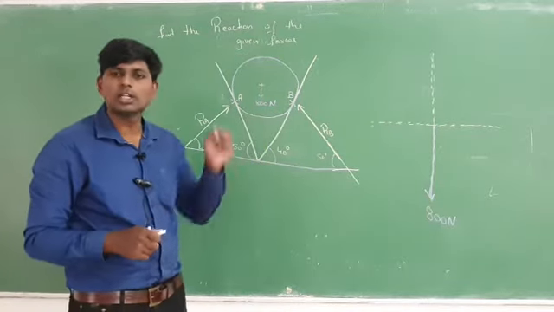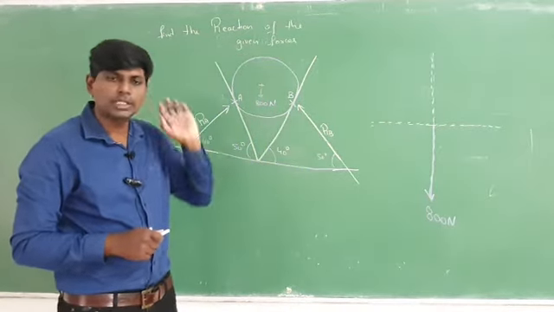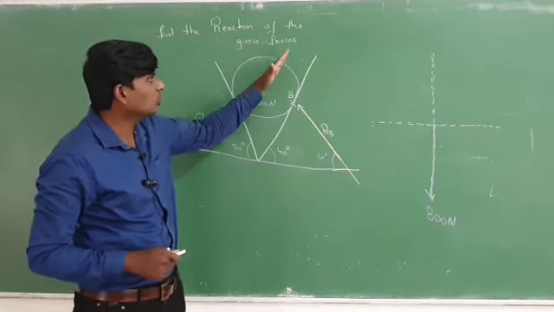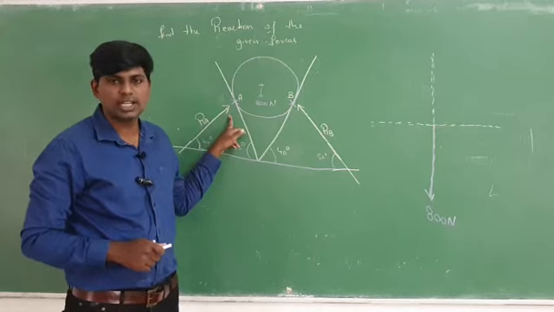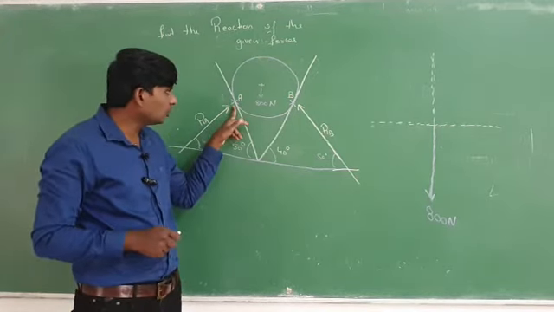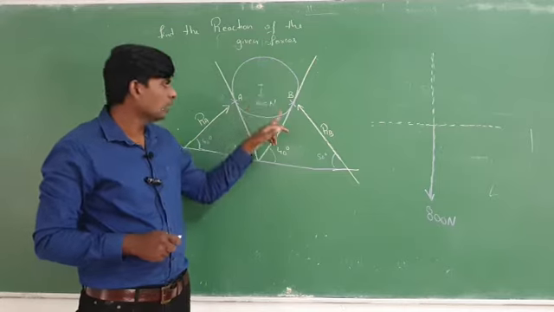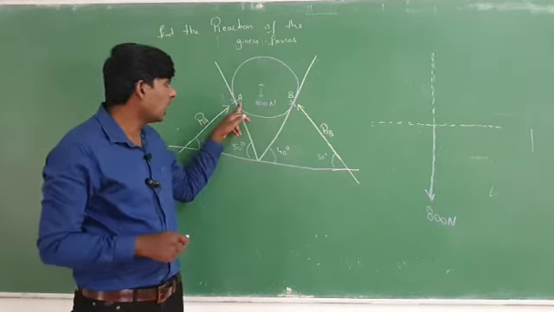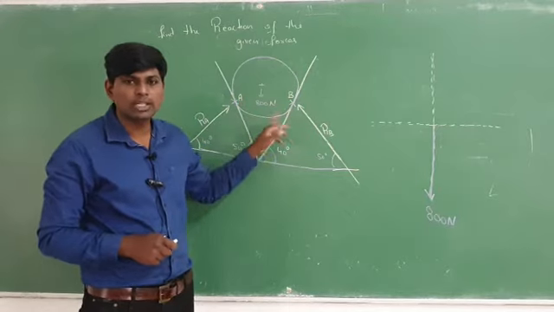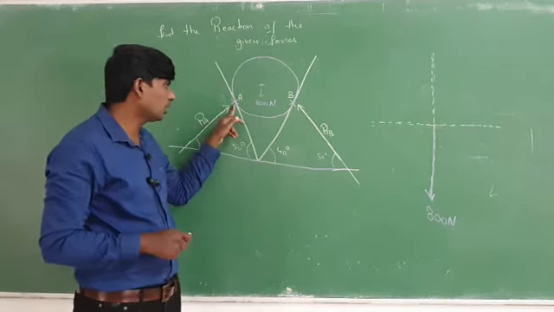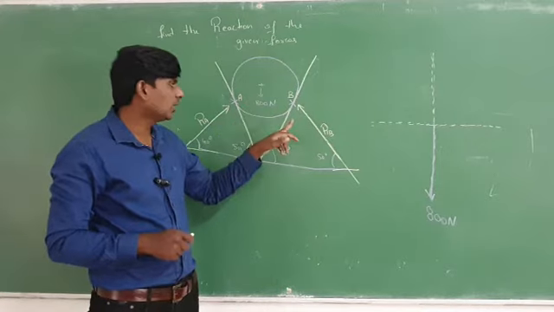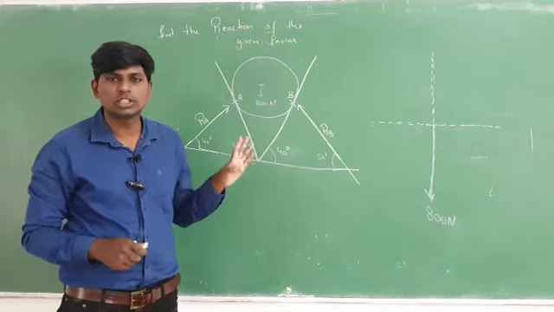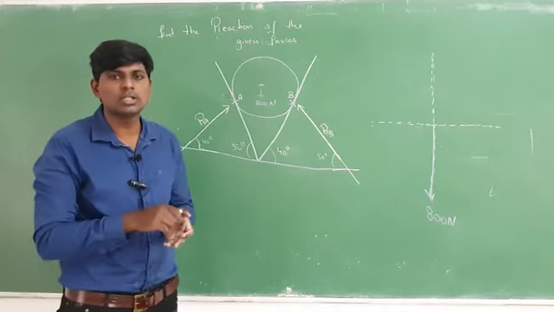After that you have to find out the reactions RA and RB. See here, this one is going in which quadrant? First quadrant. RA is going in the first quadrant. As you can see the direction, after touching this point it will touch the center. So this one is RA and this one is RB. RA is touching the center and RB is also touching the center.